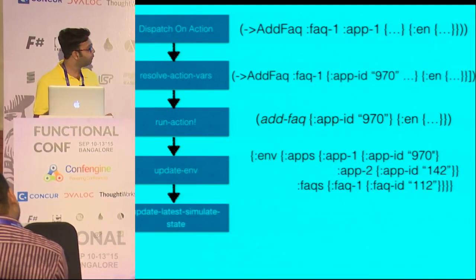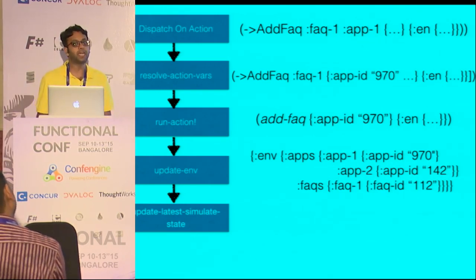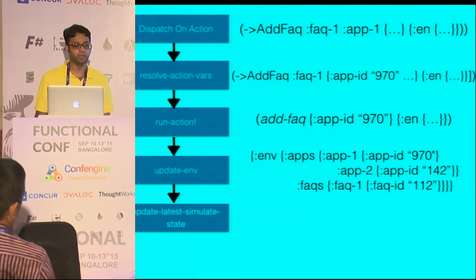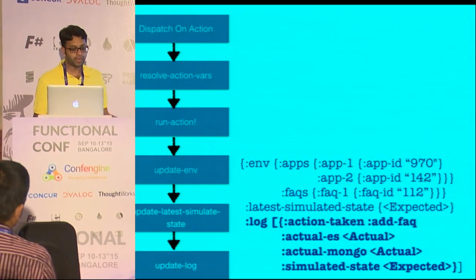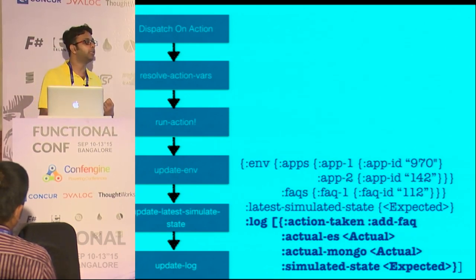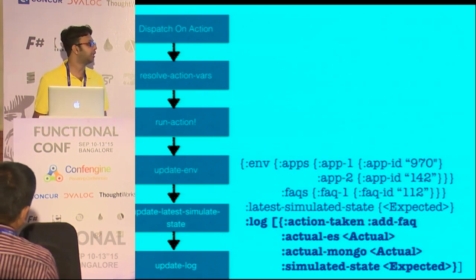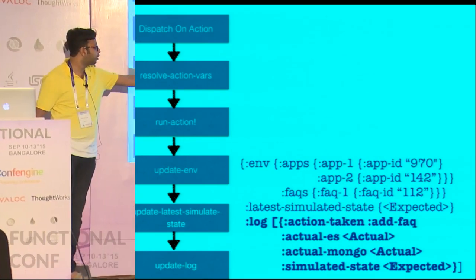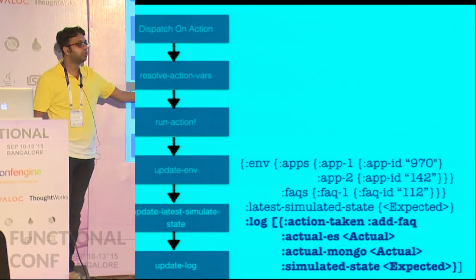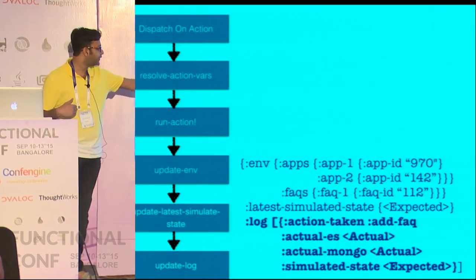And then I would like to update the latest simulated state. So there is some model that says if after this action, this is what I expect the state to be, and I add it to latest simulated state. And then I fetch whatever is actually there in Elasticsearch, whatever is actually there in Mongo, or whatever database you care about. Whatever that actual implementation has done, you store that as well. And you store a snapshot of that latest simulated state. So that gives you a snapshot history after each action and whatever action was taken.